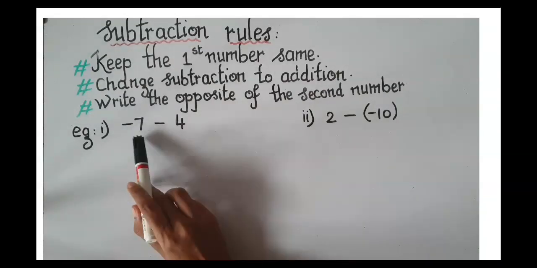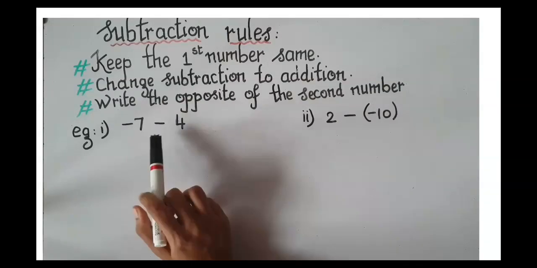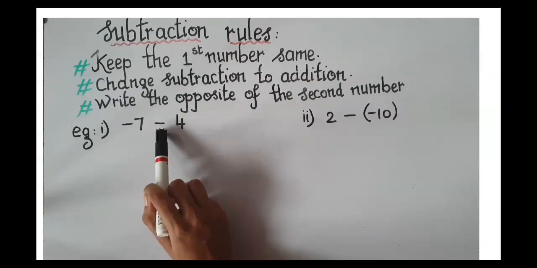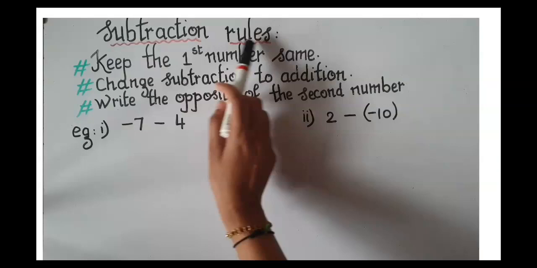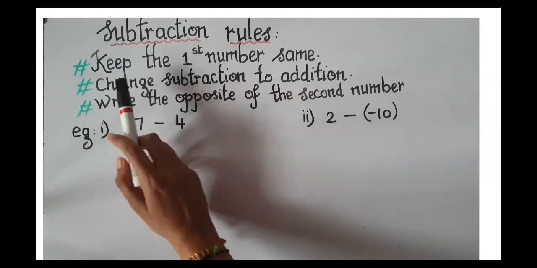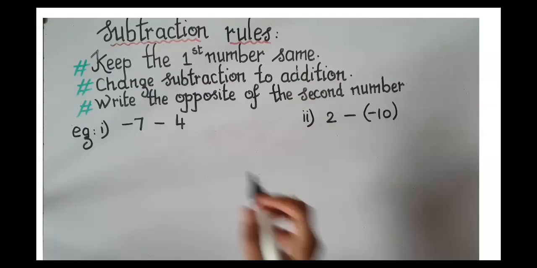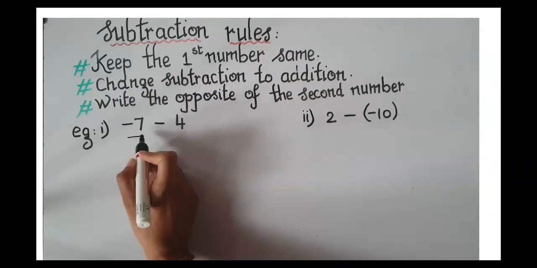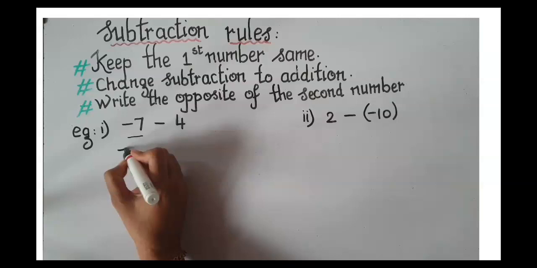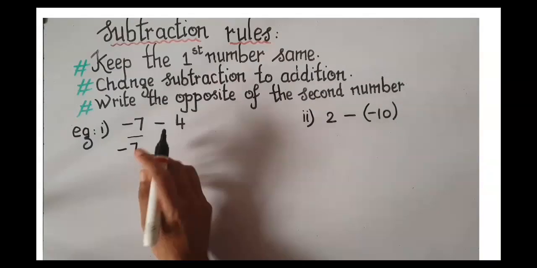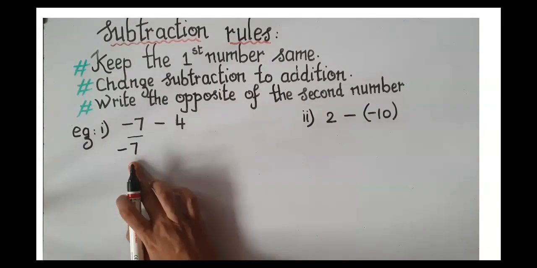-7 -4. Okay, there is a subtraction sign. So subtraction rules. Let's follow the rules. Keep the first number the same. So which is your first number? The first number is -7, as you can see. So I have written it as it is.